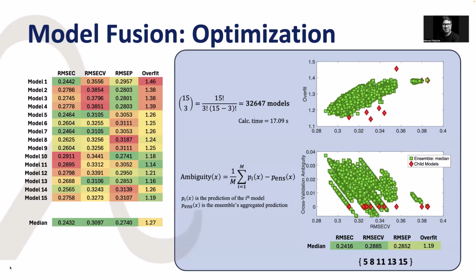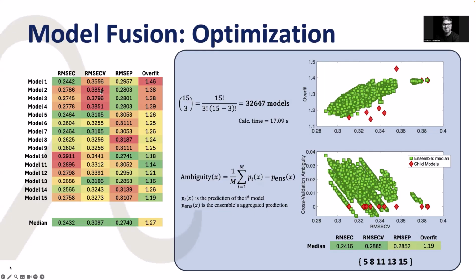So this is what we call optimizing the fusion models. And here on the right, we have a table with our favorite 15 models from those 85. We have root mean square error of calibration, cross-validation, the prediction error on the test set, and the overfit ratio.